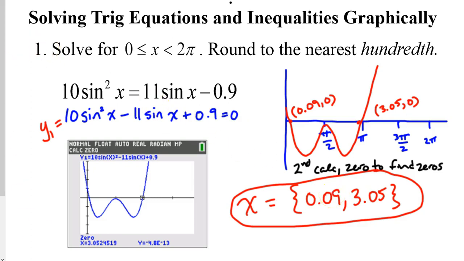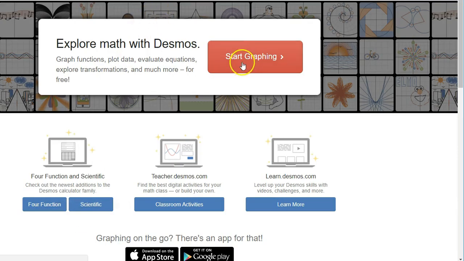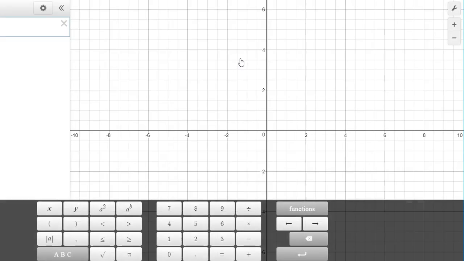All right. I'm going to show you now how to do this on Desmos. It turns out it's really easy. So you're going to go to desmos.com. So just go to that website. I know you have internet access because you're listening to this on the internet. You just hit start graphing. Desmos. So let me see if I can make this viewing window a little bigger.